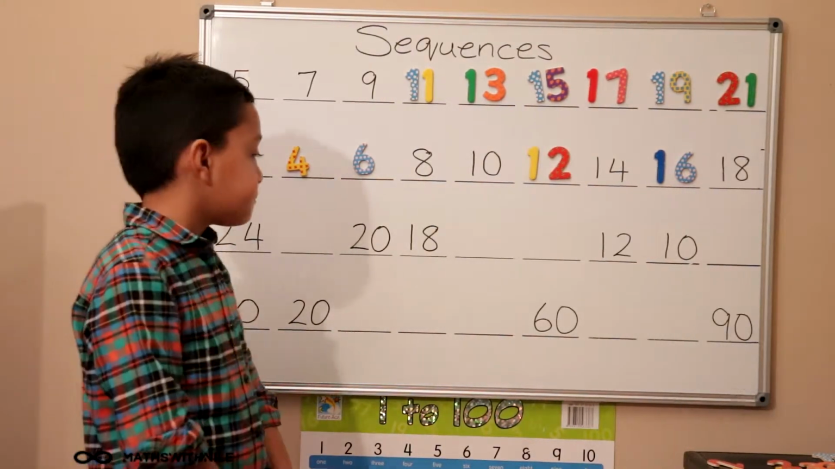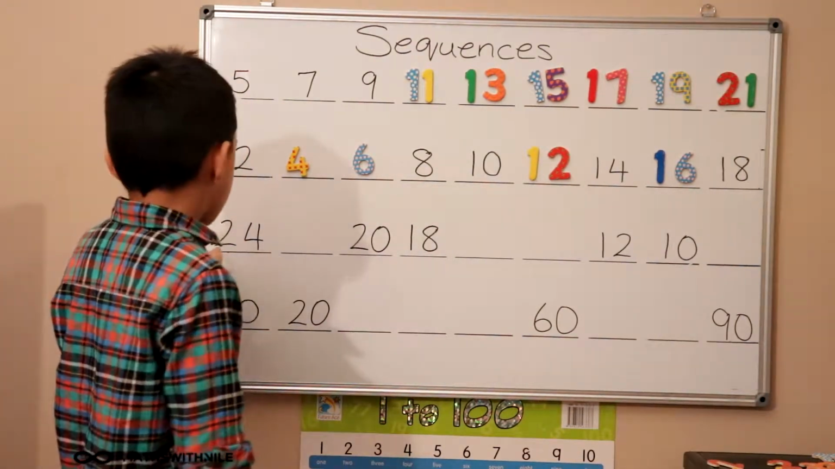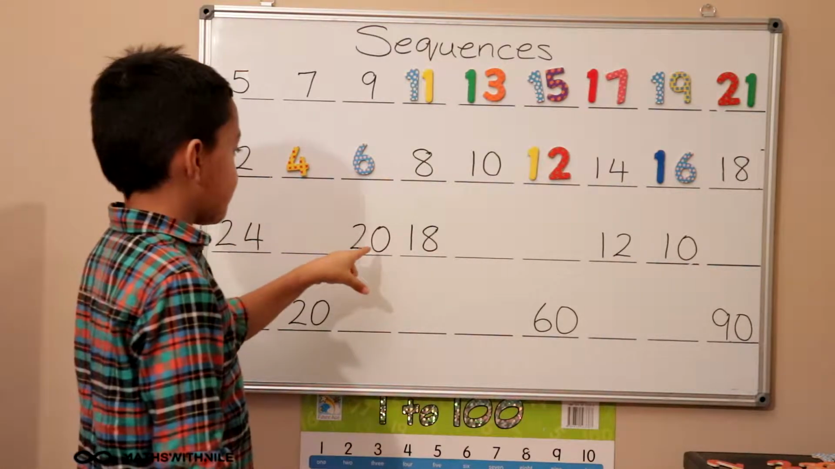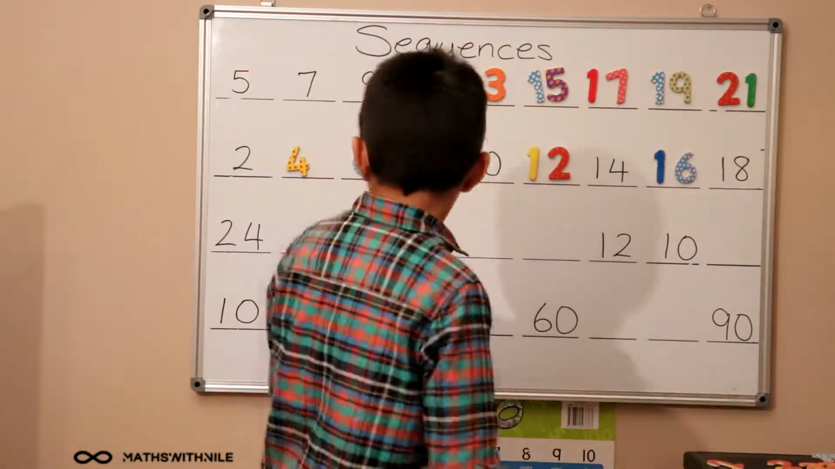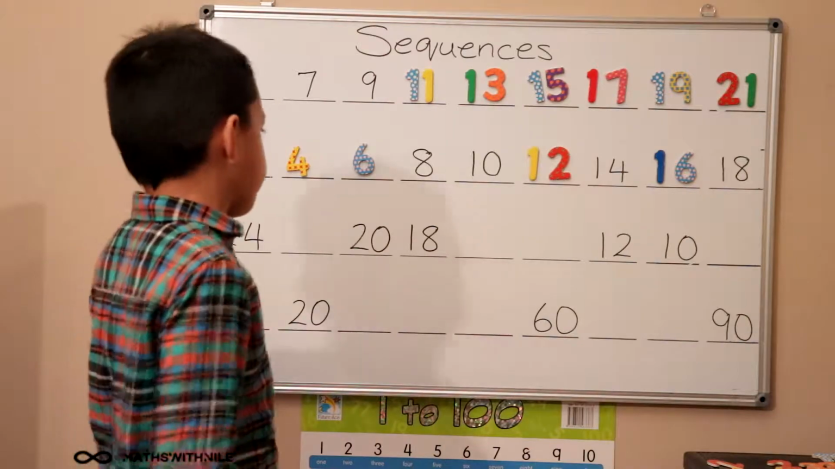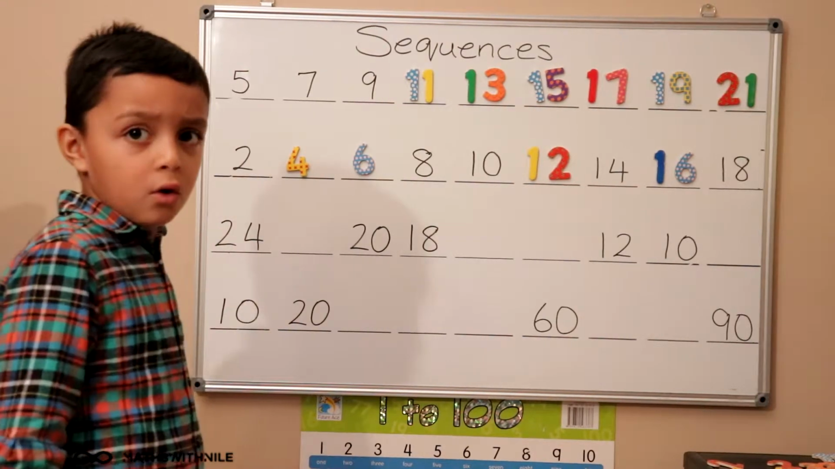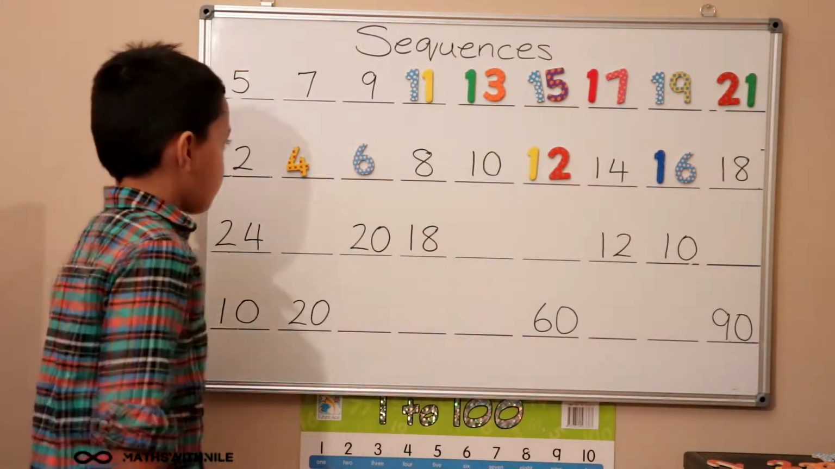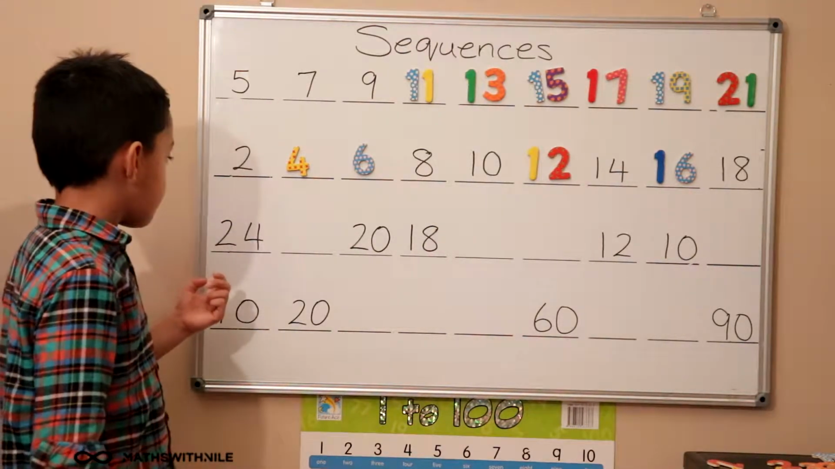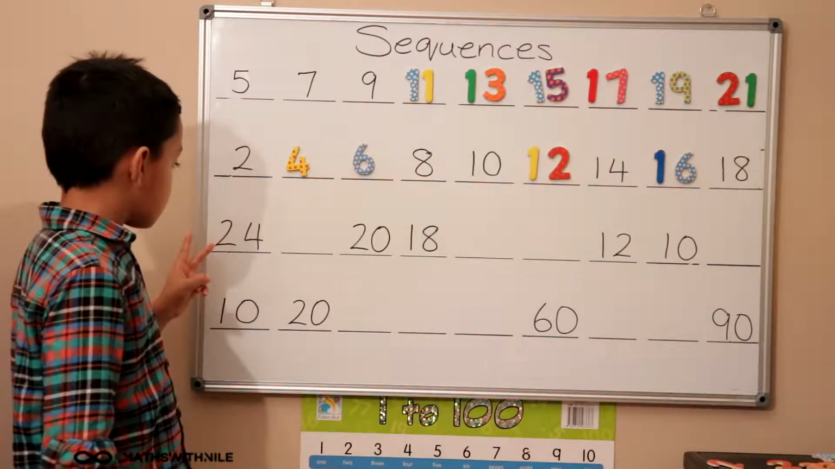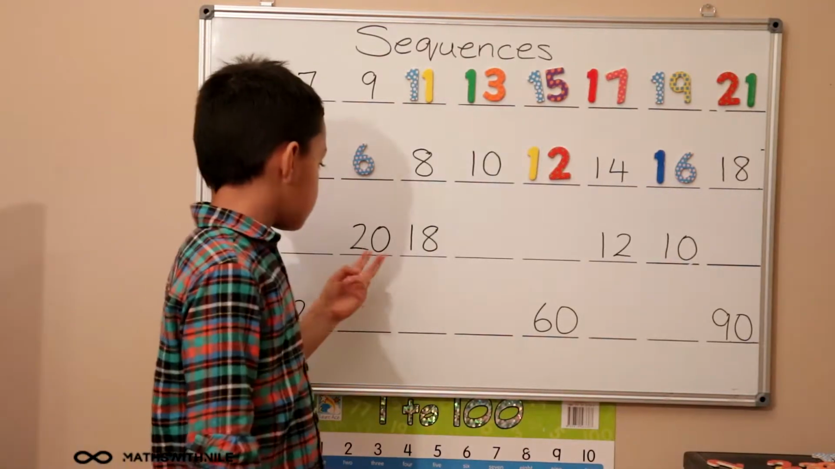Yes. Okay, let's see if you can figure out what's happening in that third sequence. 24, 20, 18, 12, 10. Well, I know we're taking away because it's going to 10. That's much lower than 24. Excellent. So we're taking away, but I still need to figure out how much we're taking. Why don't you look at the numbers that are next to each other to see if you can work it out? For example, the 20 and the 18.